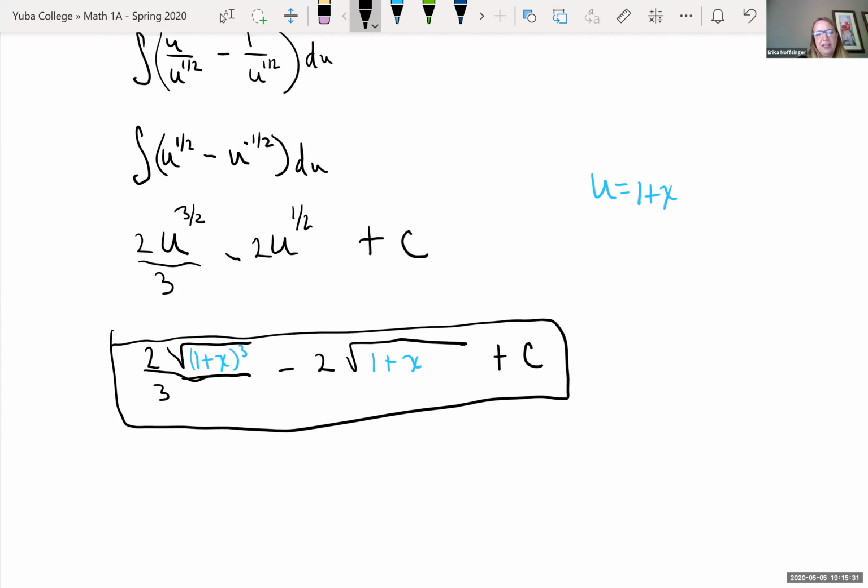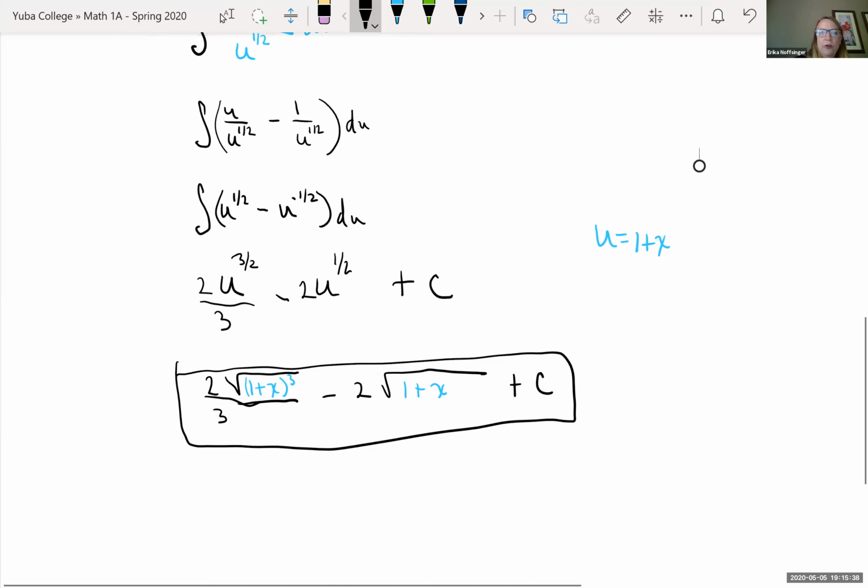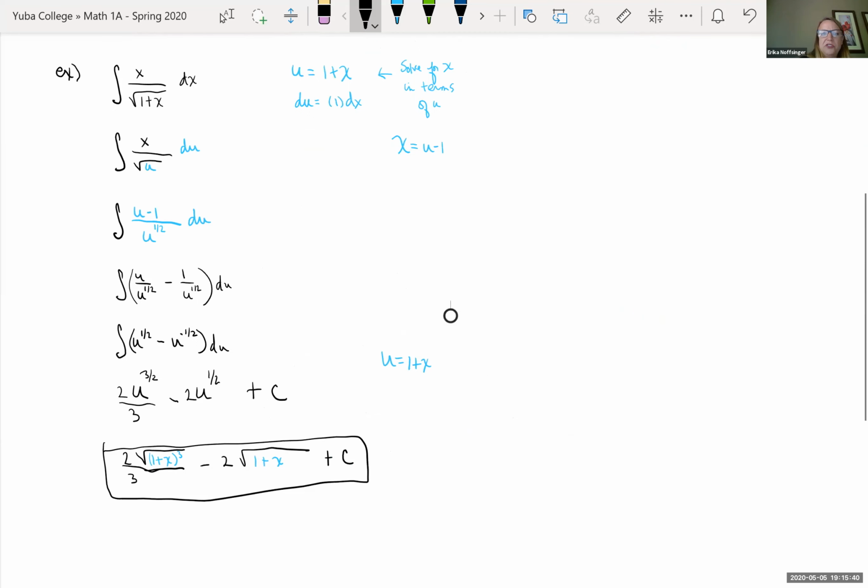Okay, so we could always check this by going backwards, taking the derivative of this. We should get the original integrand, this x over the square root of 1 plus x.